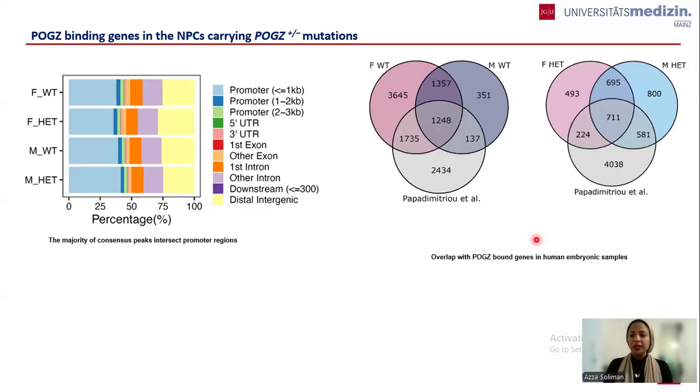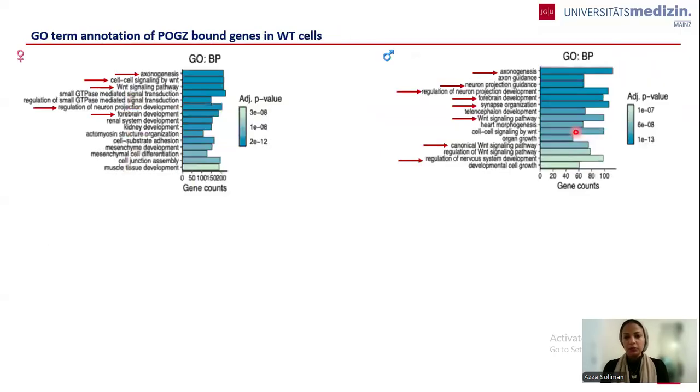We also wanted to validate our data, so we used a publication where they used CUT&RUN, and we could see that our POGZ bound genes actually intersect with other POGZ bound genes found in this publication, using human embryonic samples, in both the wild type cell lines and the mutant cell lines.